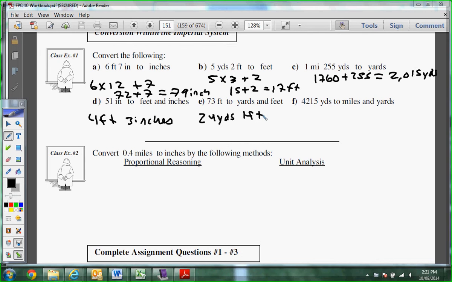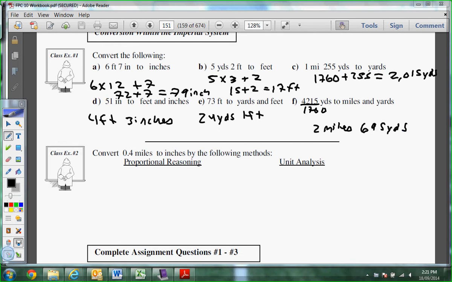4215 yards to miles and yards. We're going to divide it by 1760, which is going to be 2, right? We're going to get 2 miles, and then what's left? Good. 2 miles, 695 yards. Very nice. Okay, and then we'll talk about that in a second.